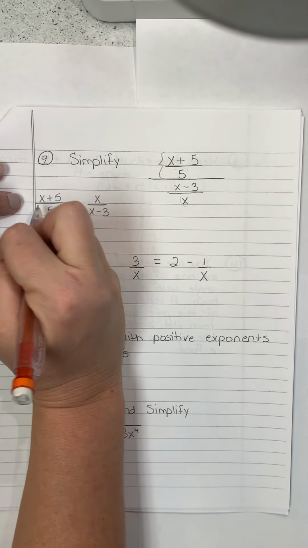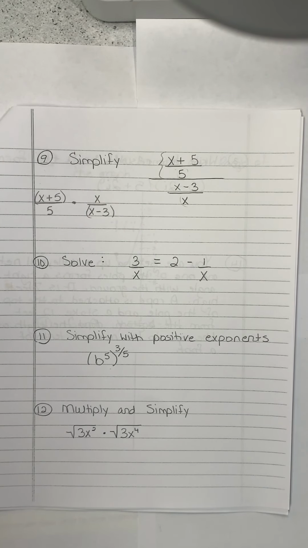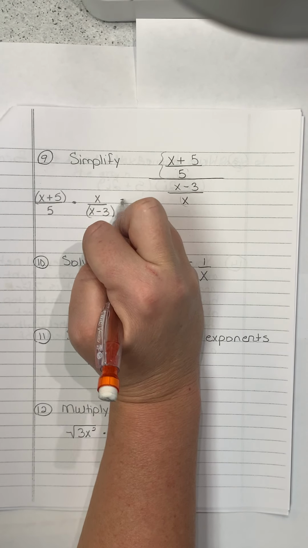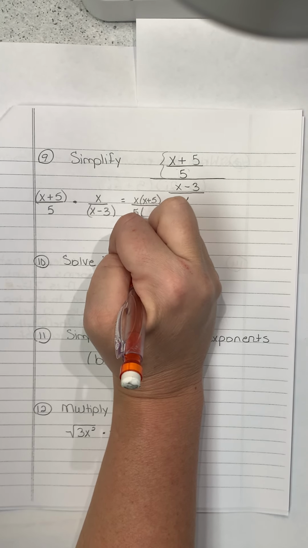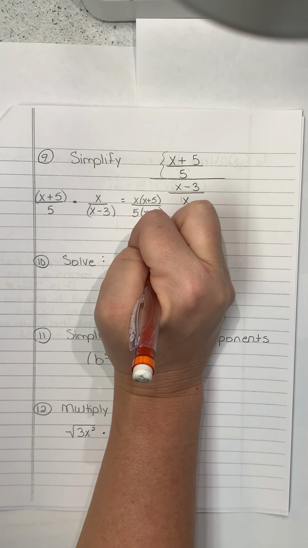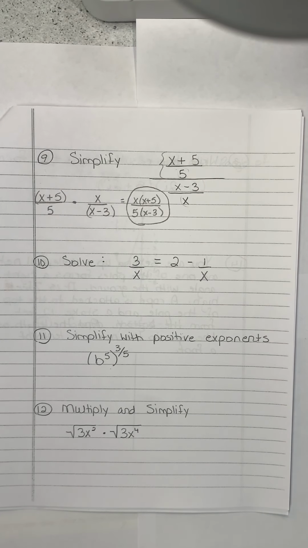All right, now I'm going to seal off my packets. And then I look to see if anything can reduce, and I don't see anything that can reduce. So I am ready to just multiply the tops together. It's going to be x times this packet divided by the denominator, which is 5 times this packet. And there's my answer. And there's not anything else I can do. So simple enough.